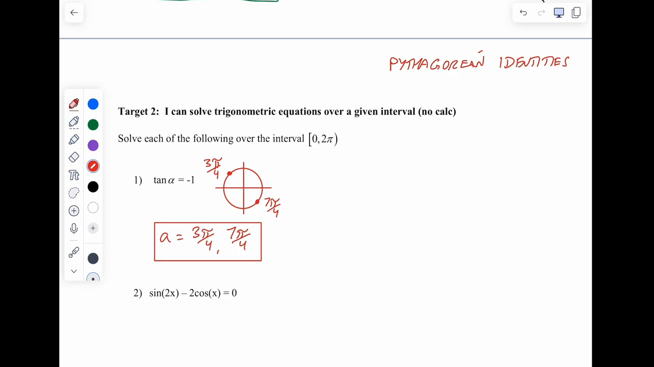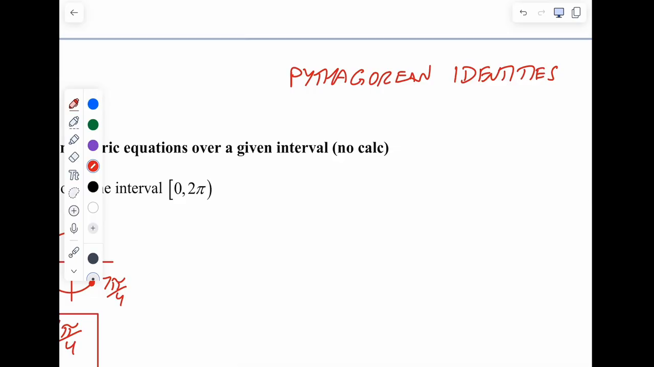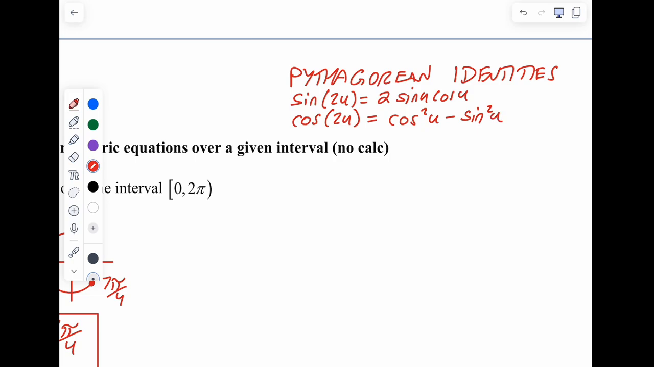So one of the homework problems, you need the Pythagorean identity. The other two identities that you might have to use, there's only two other ones. You might have to use sine 2u equals 2 sine u cosine u. And that, you might have to re-study. Or cosine 2u equals cosine squared u minus sine squared u. The other ones you won't have to use, okay?